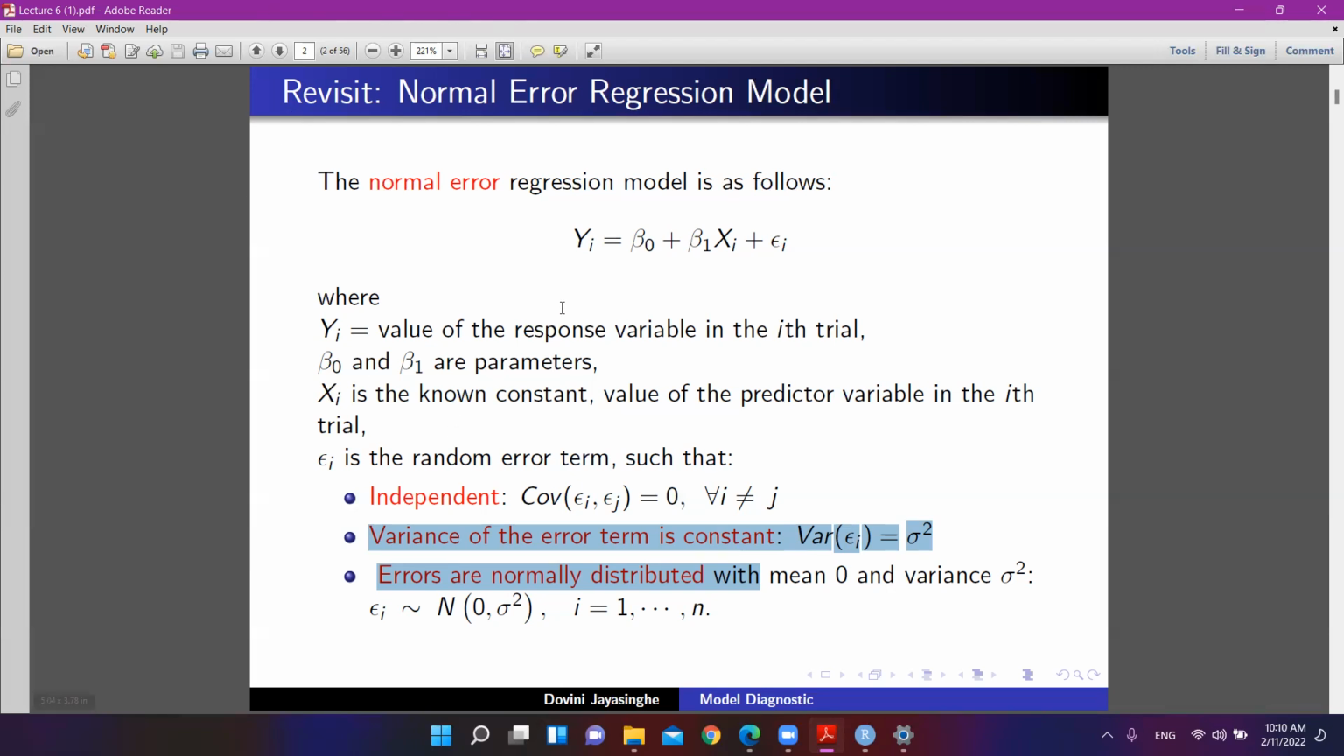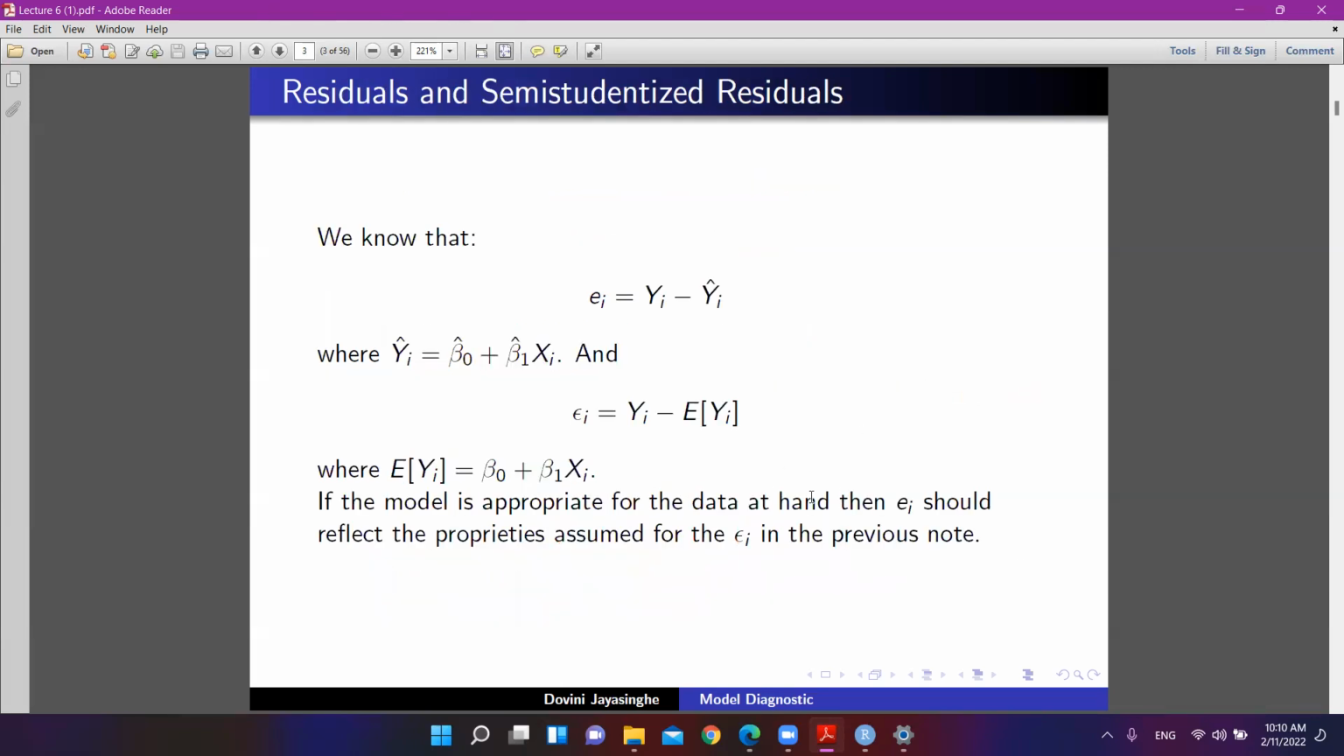So within this course, we are checking whether all these three assumptions are met. If they are not met, we are not learning what to do next. But just to give you some idea, we would definitely go for transformations. Okay, so how are we going to check whether all the assumptions are met? Let's see.